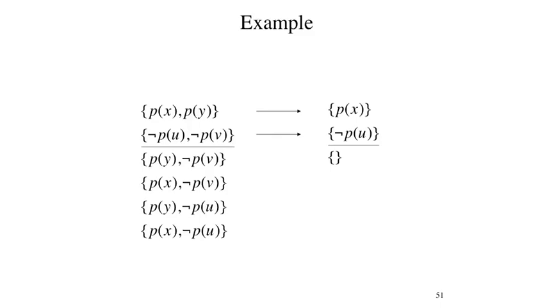Using this enhanced notion of resolution, in fact, we can solve the problem we saw just a couple of slides back. Consider the premise P of x, P of y, and the other premise not P of u, not P of v. The first premise has a factor P of x, and the second has a factor not P of u. And these two factors resolve to the empty clause in a single step.